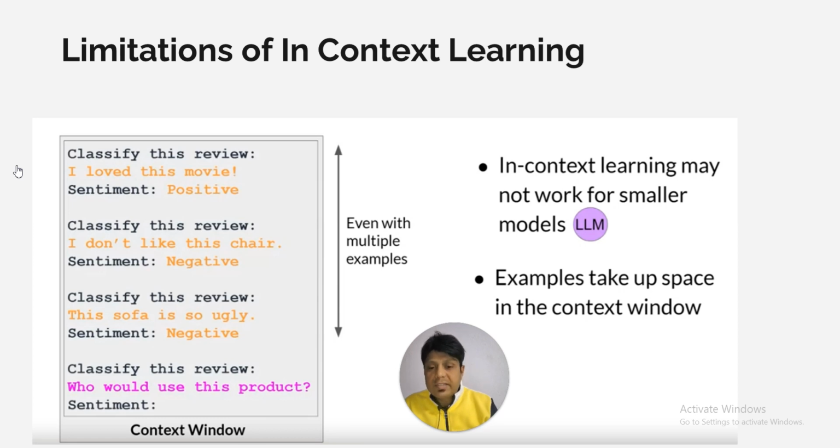However, there is a limitation of in context learning as well, because there is a limit on the text that you can write in a context window. If your examples are many, or if they are long, then you might not be able to write all that content in the context window, and that's the reason for this limitation. So you can see that in context learning may not work for smaller models as well, and examples take up space in the context window, and we have a word limit for the context window.